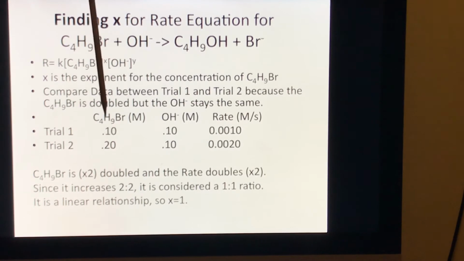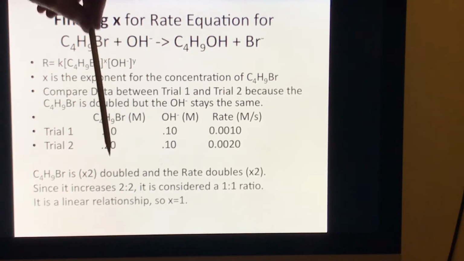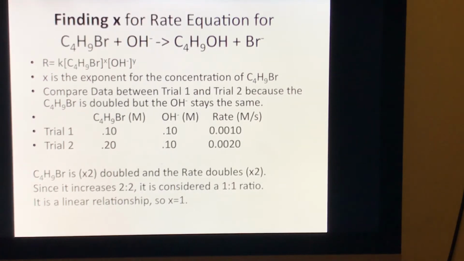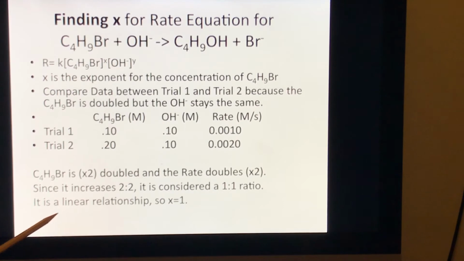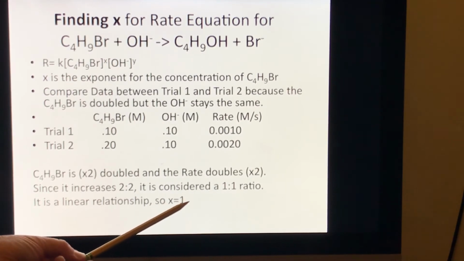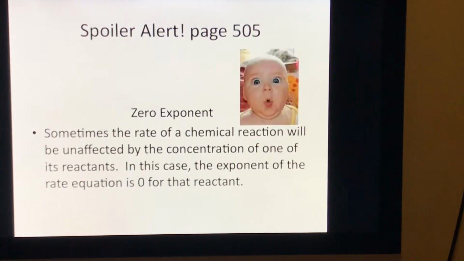So we're comparing this column to this column here. This is doubled and this is doubled, which gives us a 1-to-1 ratio. So the X is equal to 1. So this X up here would be equal to 1. And as I mentioned, when it's 1, you don't write the 1 in.